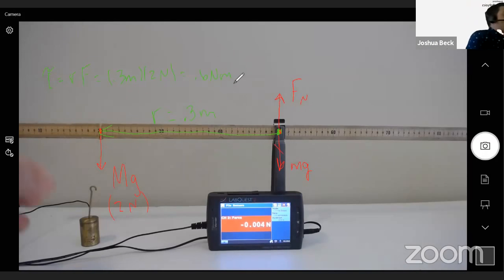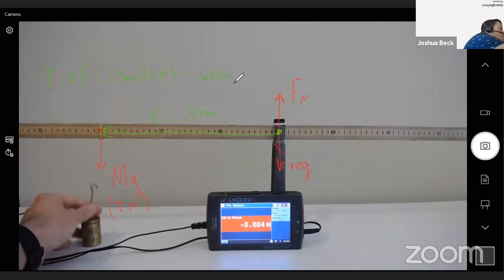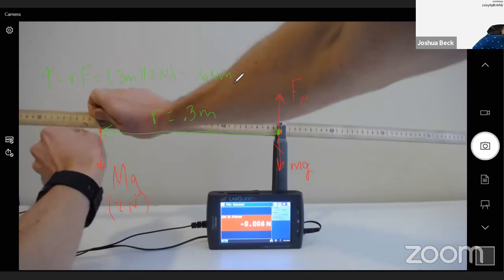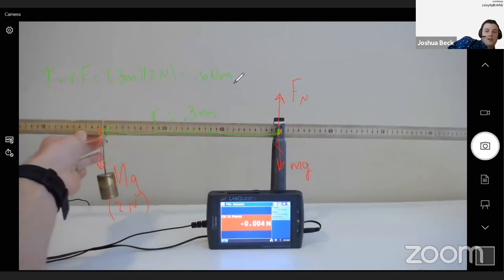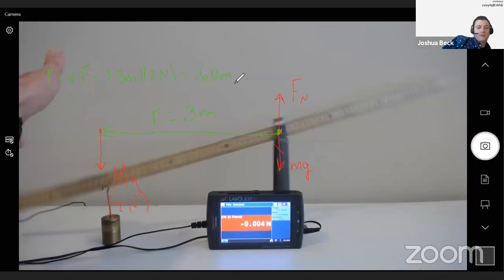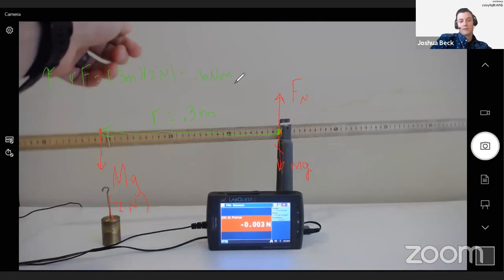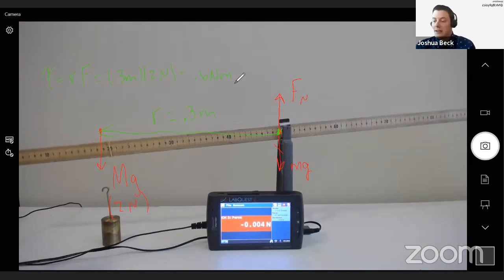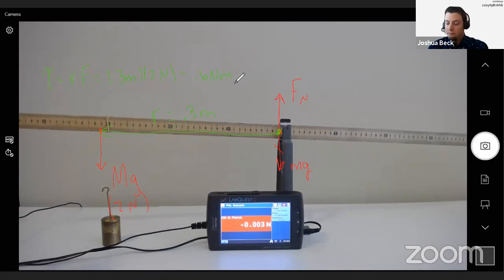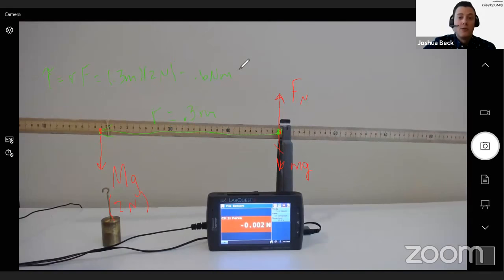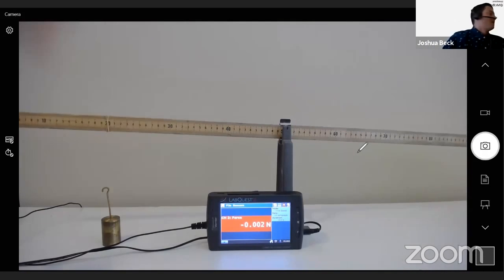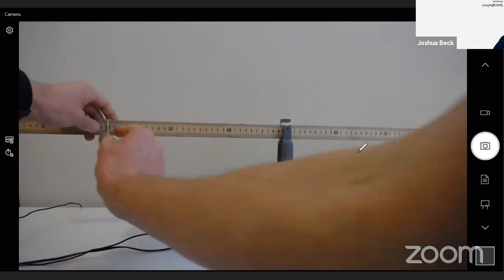So if I hook this up, what's it going to do? We say that a torque is something that will create a rotation. So if I let this thing go, of course, it's going to make it rotate. That extra force will create a torque that will make this thing rotate. Now, that's not what we want to happen. I don't want this to rotate. What I want is for it to stay in equilibrium.